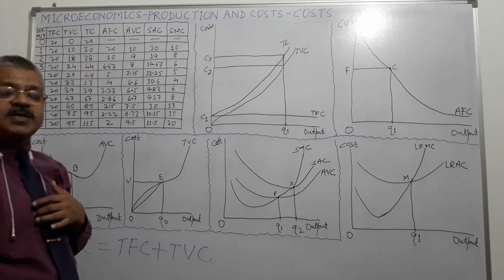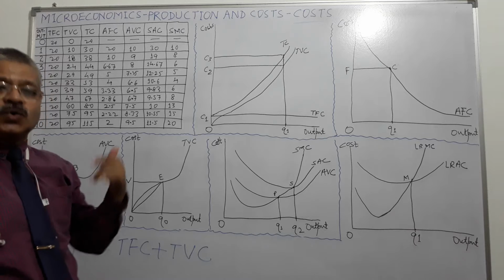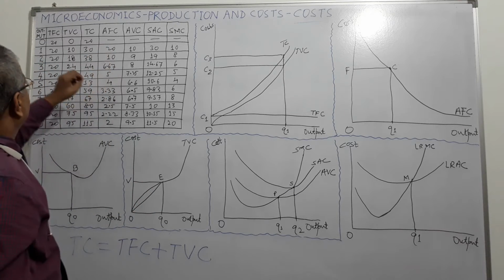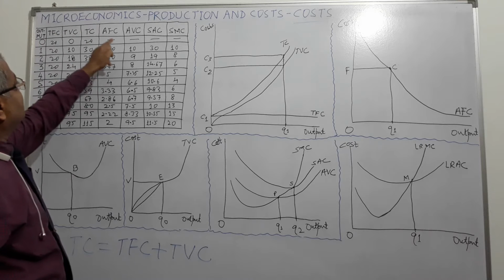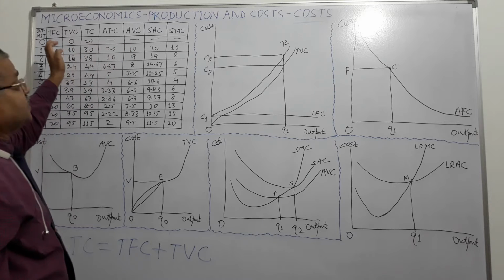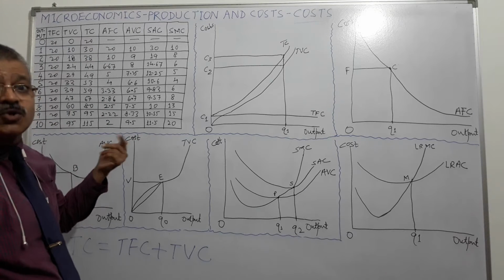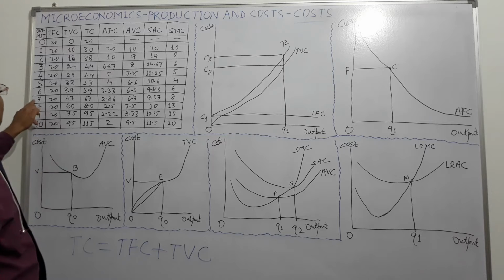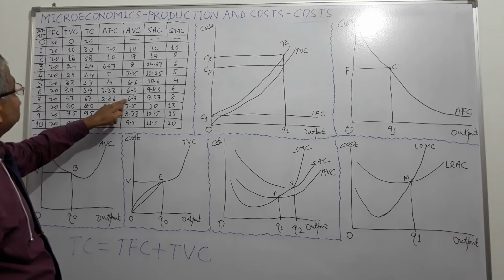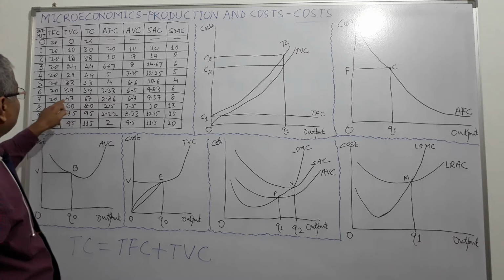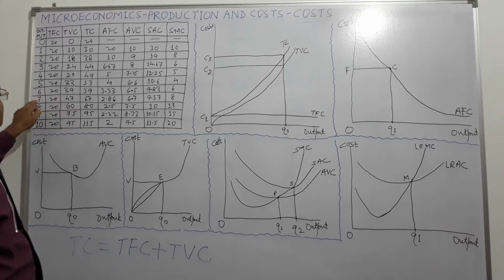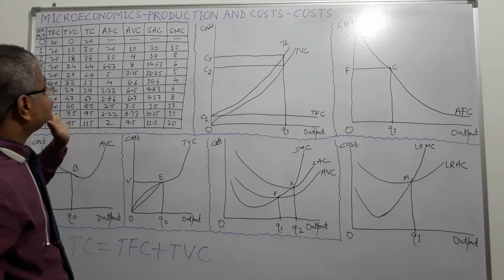Average variable cost. What is average variable cost? Total variable cost divided by output. At 0 output, average variable cost is undefined because there is no variable cost. You go to the 7th item, 7 units of output. Average variable cost is 6.7. Total variable cost is 47, and 47 divided by 7 is equal to 6.7.